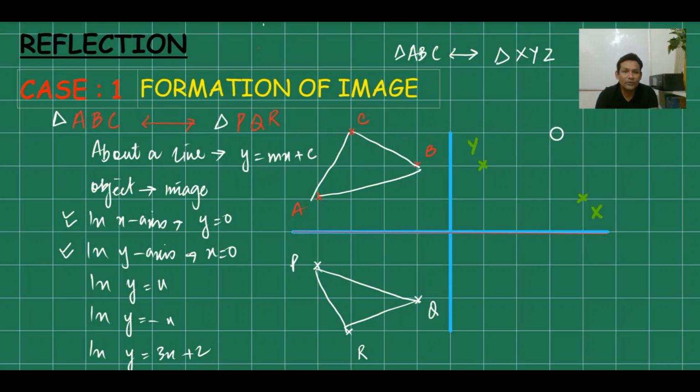So 1, 2, 3, and that's point R. When I join this, that will give us the new image, and that image is the reflection of PQR in the y-axis, and that's what we have done.